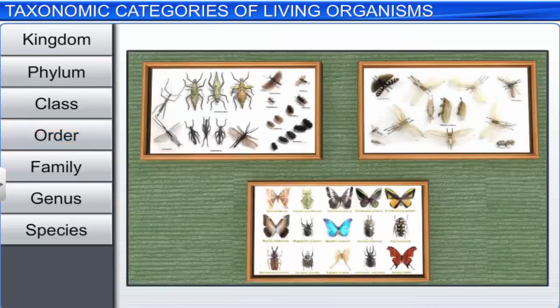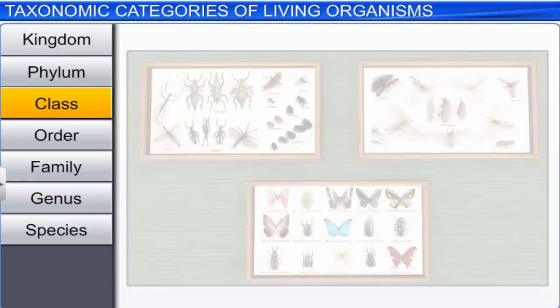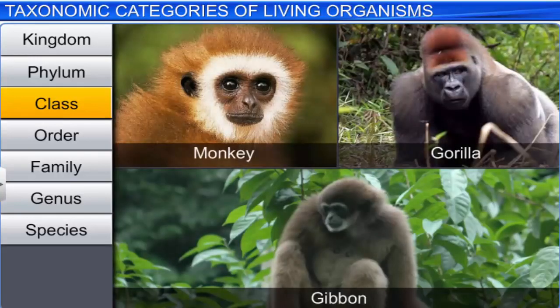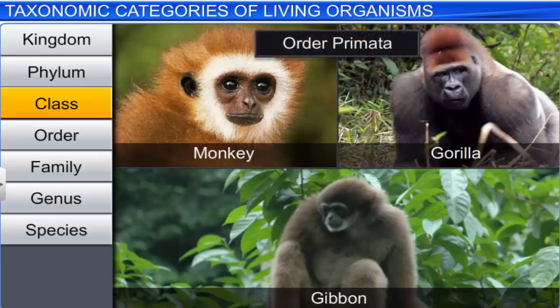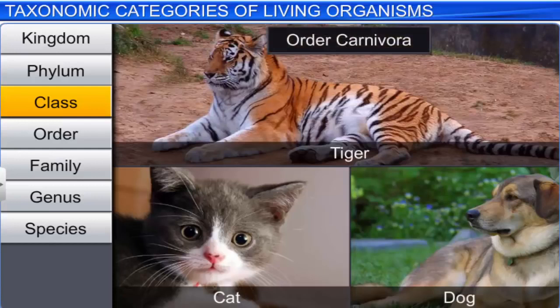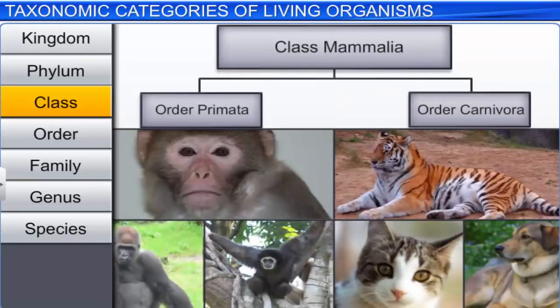The next category is class, which consists of related orders. Consider the two orders Primata and Carnivora. Order Primata includes the monkey, the gorilla, and the gibbon, while order Carnivora includes animals like the tiger, the cat, and the dog. Although these two orders are different, they are classified under the class Mammalia.